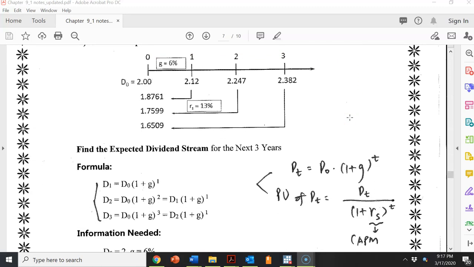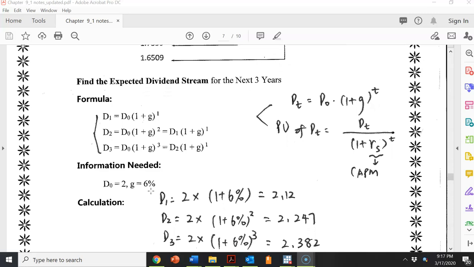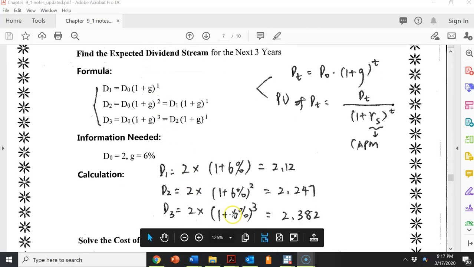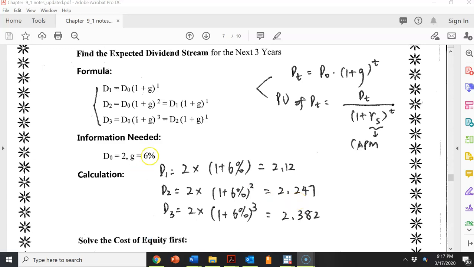Okay, so we know that D0 is 2 and we know G is 6%. D1 is just D0 multiplied by 1 plus G. So it's $2 multiplied by 1 plus 6%, which is 2.12. D2 is D0 multiplied by 1 plus G squared. So it's 2 multiplied by 1 plus 6% squared equals 2.247. You can also use D1, 2.12 multiplied by 1 plus G to get this 2.247.